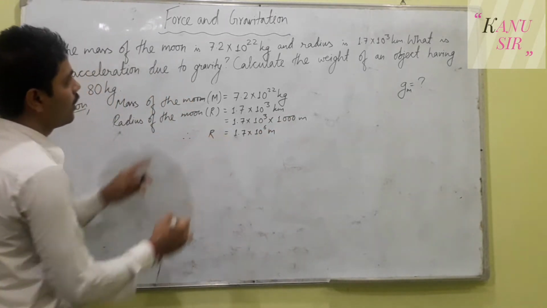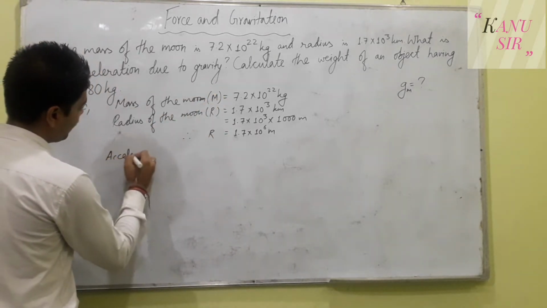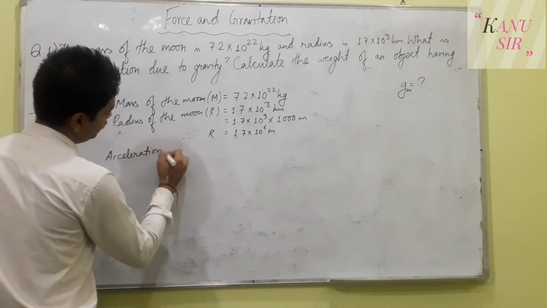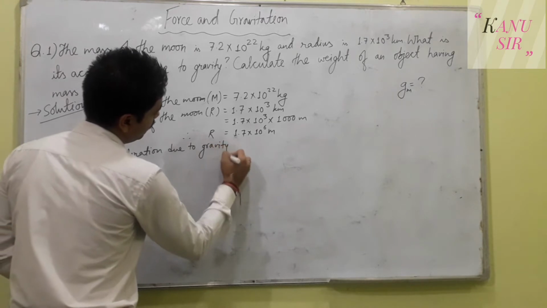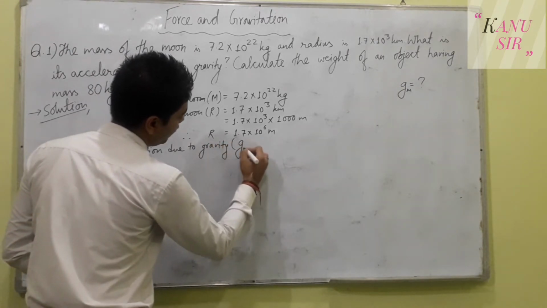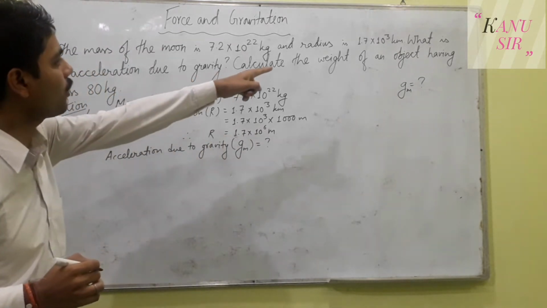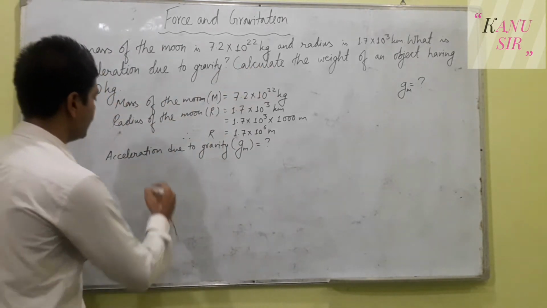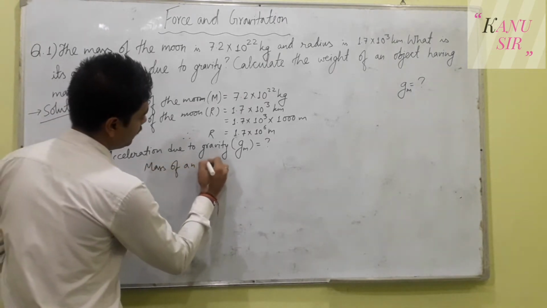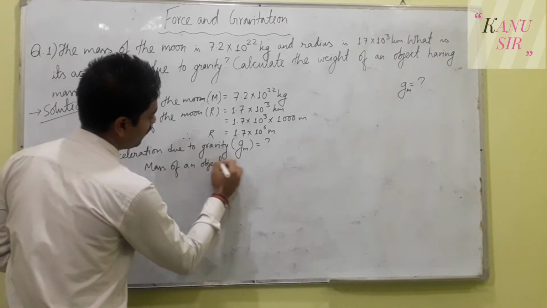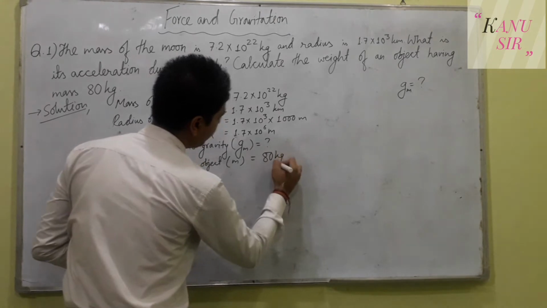Therefore R. And what is asked here? Just acceleration due to gravity. Acceleration due to gravity of the moon, so we can denote small g m is equal to what? Also we are asked to calculate the weight of an object having mass 80. So mass of an object, it is the smaller mass of the object, so we will write small m is equal to 80 kilograms.